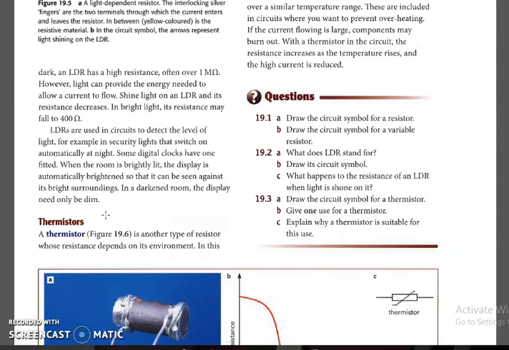The light dependent resistor is working as: as the light is dim, resistance is increasing. Shiny light means resistance decreases. Light dim, resistance increases. Shine light, resistance decreases.